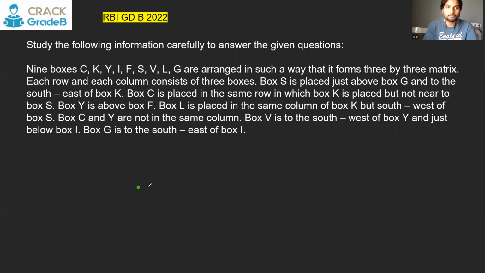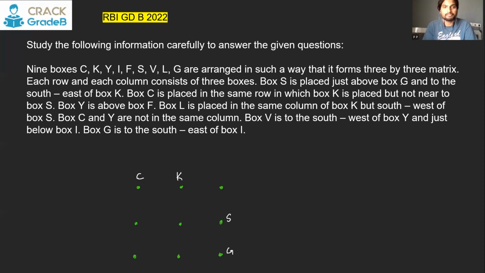So consider that now. 1, 2, 3, 4, 5, 6, 7, 8, 9. There are these 9 boxes, and we are now sure that this has to be S, because S is just above G and to the southeast of K. Now K could be this as well and this as well. So if I start considering this as K, we'll again take the case. C is placed in the same row as K, but not near S. That means this is C.